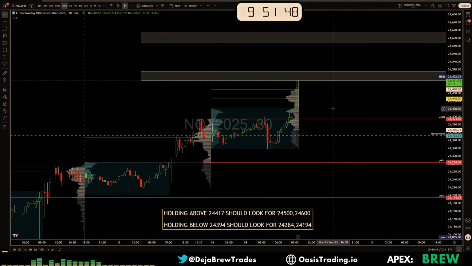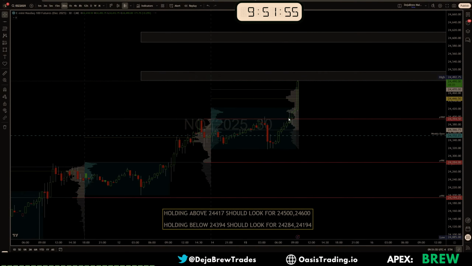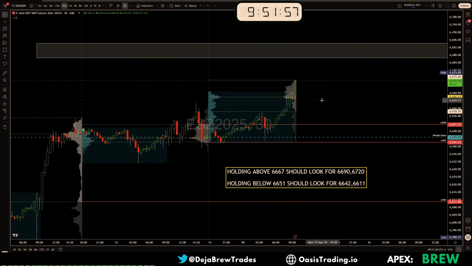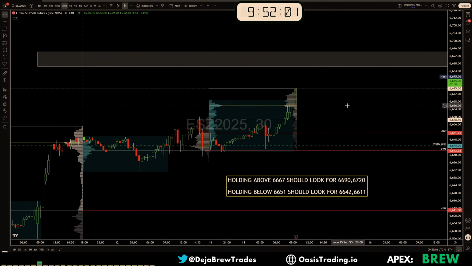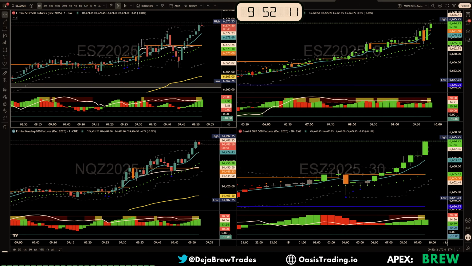Here's that extension target on NASDAQ to the upside. We're a bit of a ways away on the ES extension. Need about 10 to 15 more points. They've been pricing in the rate cut for 2 months. Yeah, you're not lying.